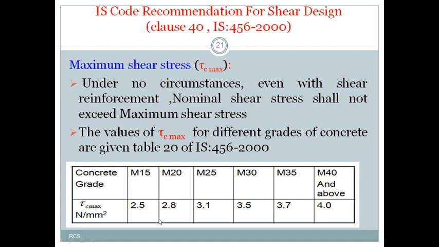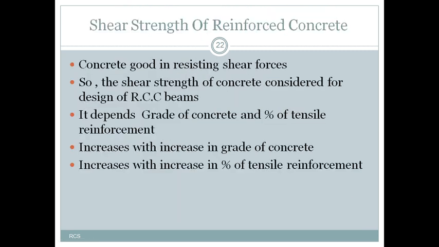They may directly ask what is the maximum shear stress of M20 grade concrete. So this table you have to remember for competitive exam purposes. Otherwise, when you are designing the shear reinforcement for a particular beam, you will be allowed to take your code book to the examination. So for M20 grade of concrete, it will be 2.8 Newton per mm square. For competitive examinations, you must remember all those values.